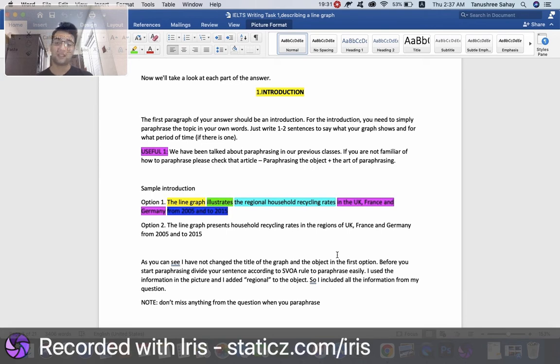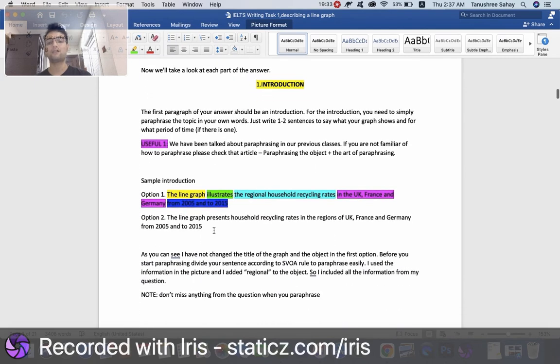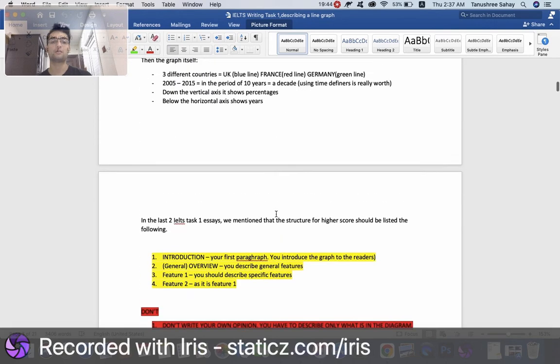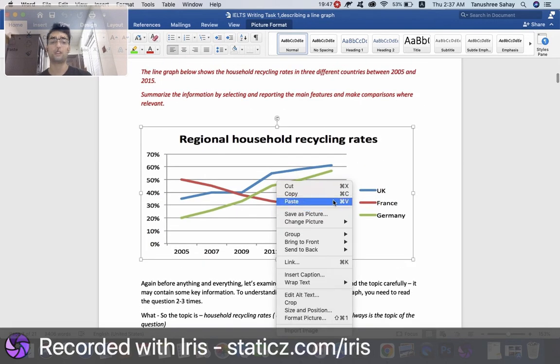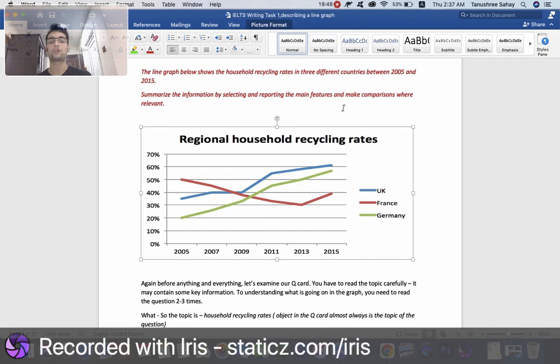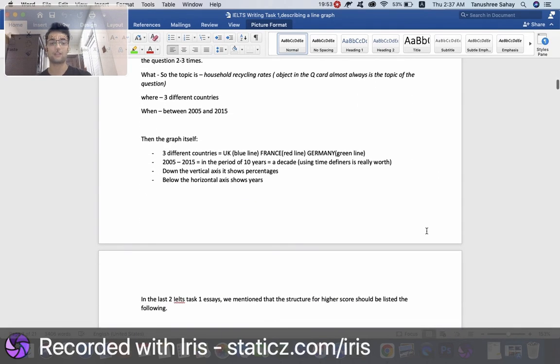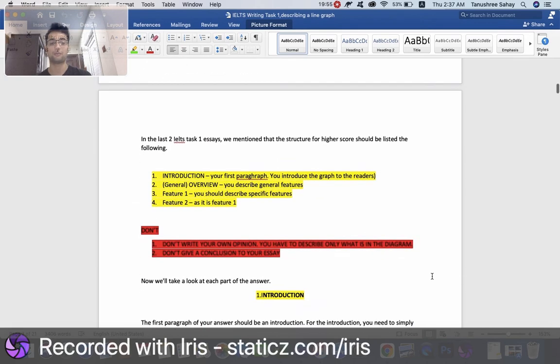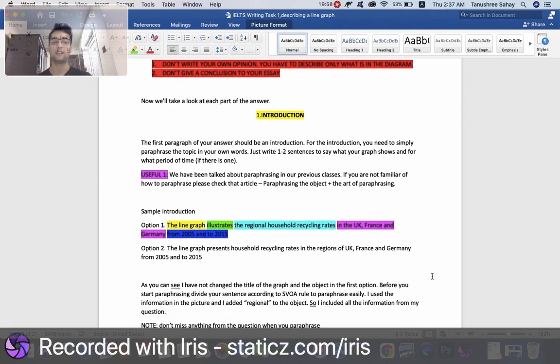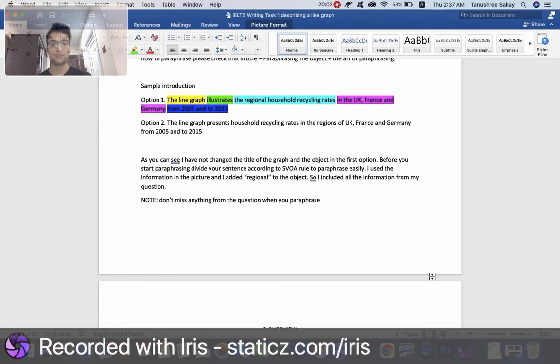And it must be there because you can't just say for a decade, or you can say for a decade from 2005 to 2015, but you cannot just say for a decade, because the numbers must be shown in the introduction. Whatever is in the question must be paraphrased and must be shown. If there is exact, definite information, it must be shown in your introduction part. So this is our paraphrasing of the question. So this is the introduction.